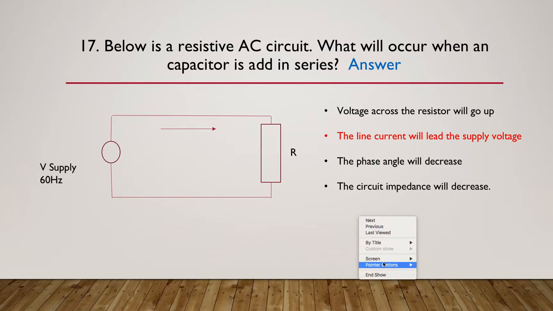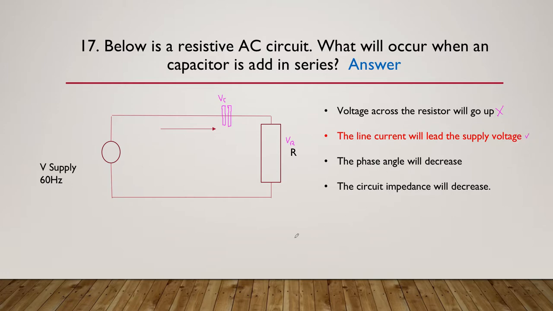So let's do a little diagram. This time we've added a capacitor in series. So here's my capacitor. Just very roughly add him in series. So voltage across the resistor will go up. Well, no, we're going to get some voltage drop across the capacitor. We're going to get some voltage drop across the resistor. Therefore, no, the voltage drop across the resistor is not going to go up, so we can eliminate that one. The line current will lead the supply voltage is the correct answer.